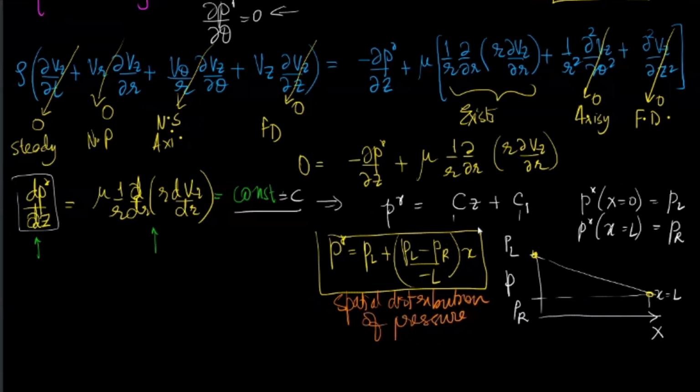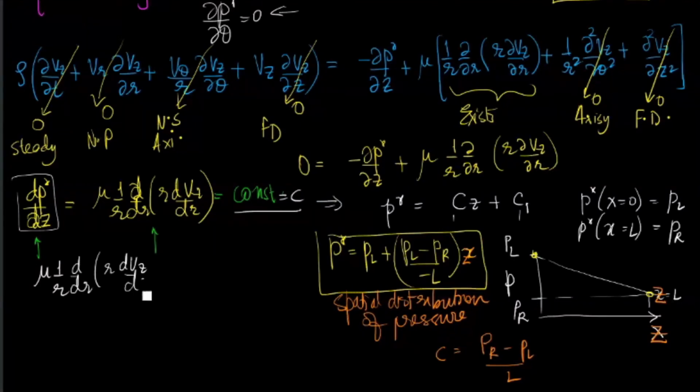So now if you compare, this should be Z, my bad, this should be Z, not X. If you compare these two expressions, the value of the constant comes out to be PR minus PL upon L. Okay. So now we focus our attention on the velocity distribution. So this is the part which governs the velocity. So mu I can keep over here.